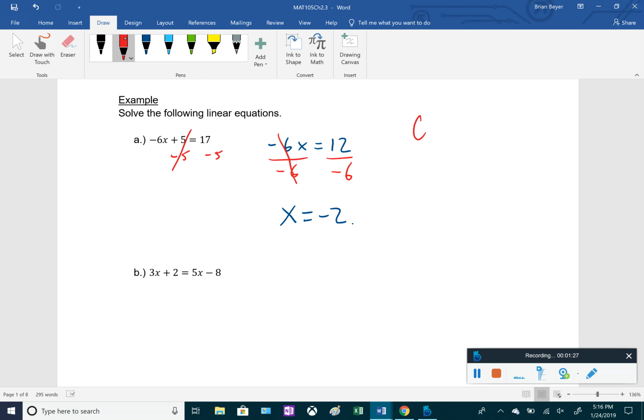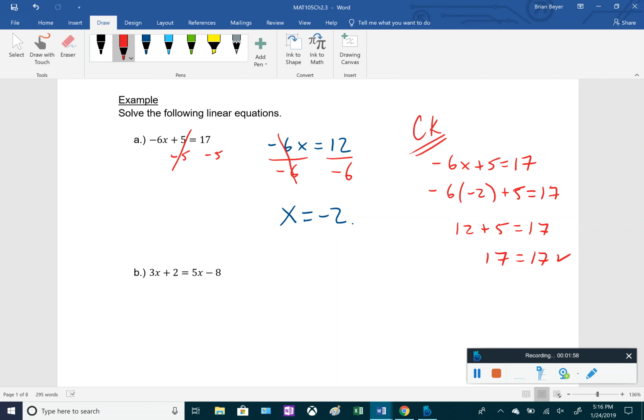So I'm going to check this one. I'm not going to check all of them; I'll leave that to you guys to check them if you want to. So negative 6x plus 5 equals 17, and we want to plug in a negative 2 to see if that works. So negative 6 times negative 2 plus 5 equals 17. That's 12 plus 5, which is 17, so we know that we did it correct.